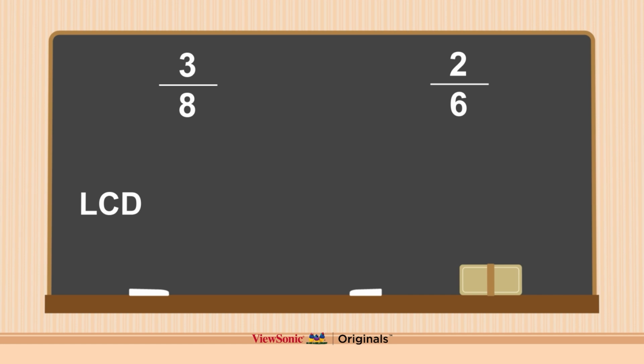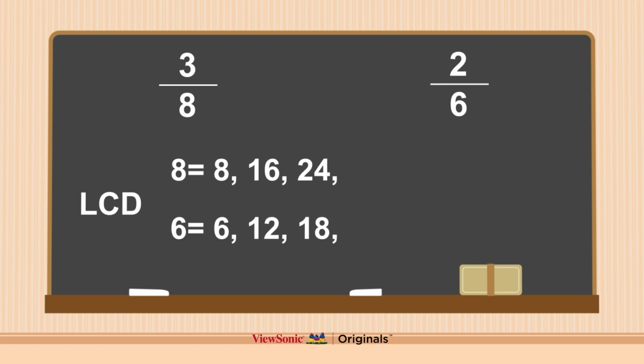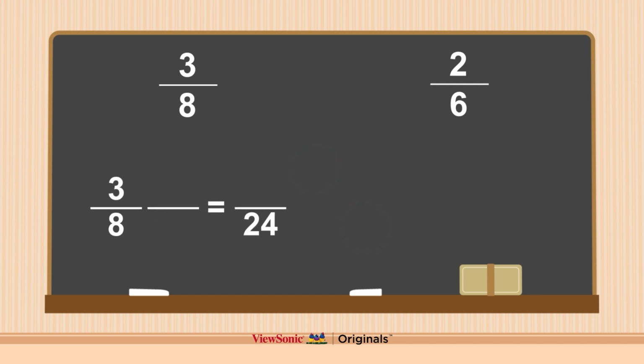The denominators of these two fractions are 8 and 6. Let's list some multiples of them. 24 is the least common denominator. 24 is our new denominator. How many times 8 is 24? Yes, it is 3. So we need to multiply both the numerator and the denominator by 3.